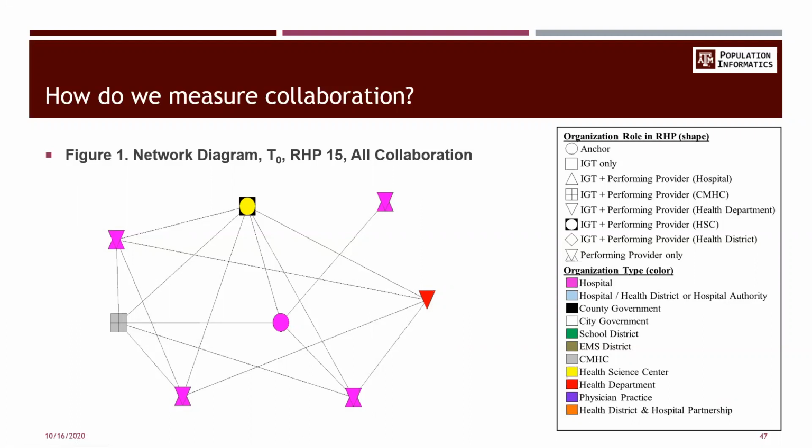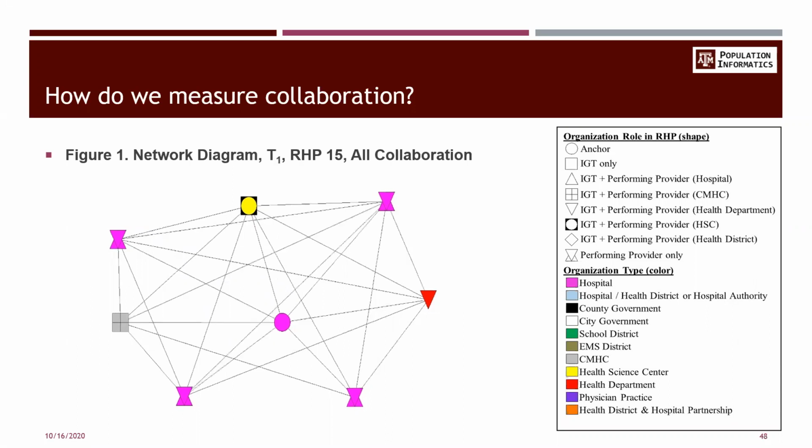And this is just an example. If I measured the collaboration at time point t0, this RHP, in this case, has 1, 2, 3, 4, 5, 6, 7, 8 providers. They are all working in certain ways with each other. This is what it looks like at t0. We measure it again at t1, and there's more collaboration going on, so the edges increase.